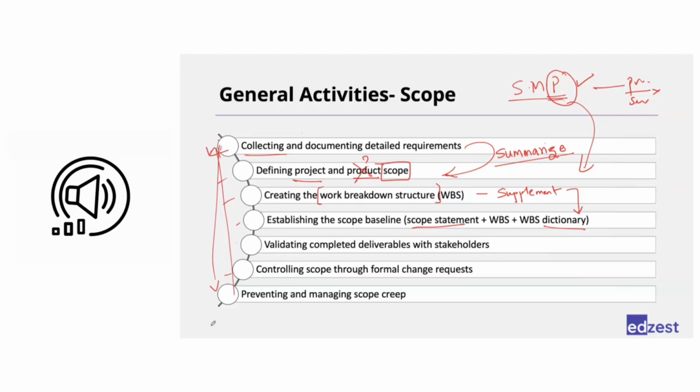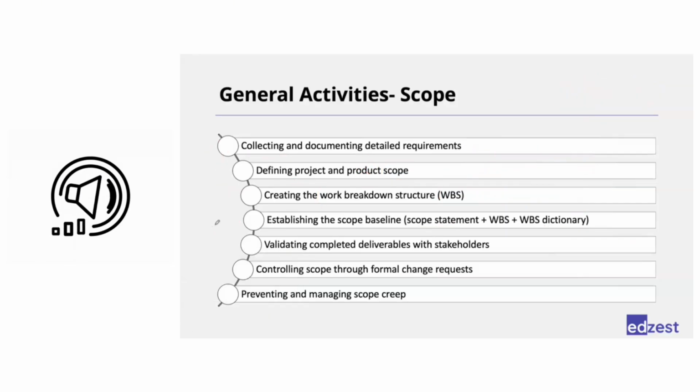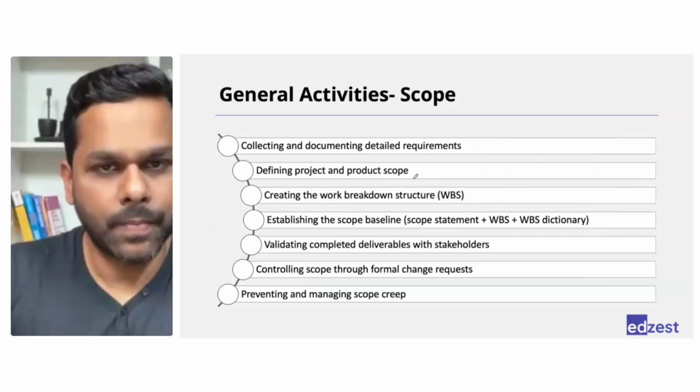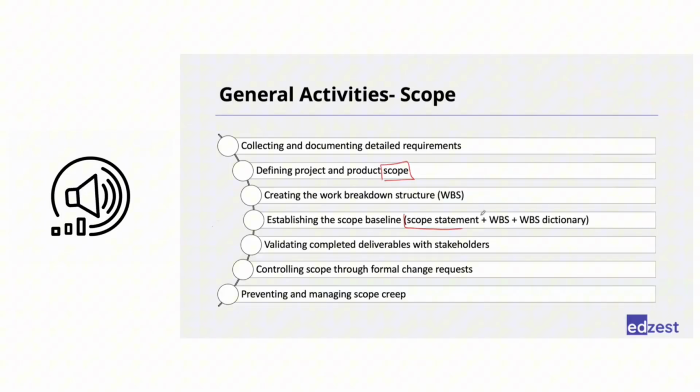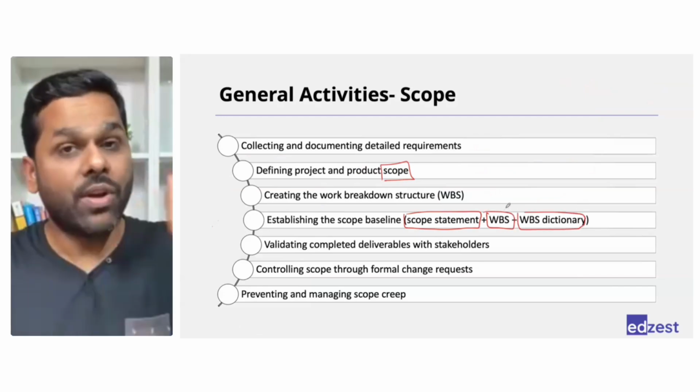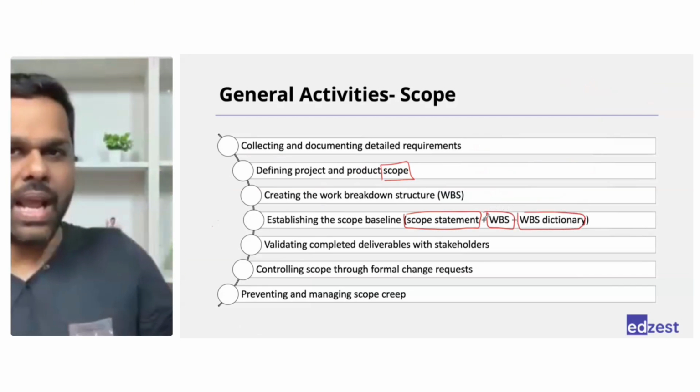Okay, so the scope management plan is a part of the project management plan, but this scope statement, I mean this summary document, it's a project document. It's not a part of the project management plan. It's a planning document. It's a document, but it's not a plan.